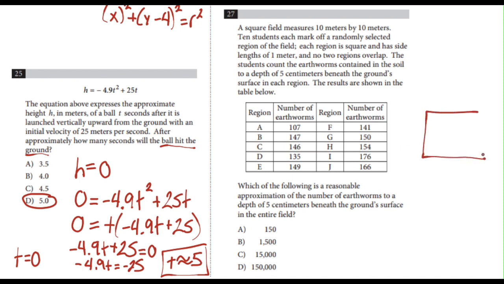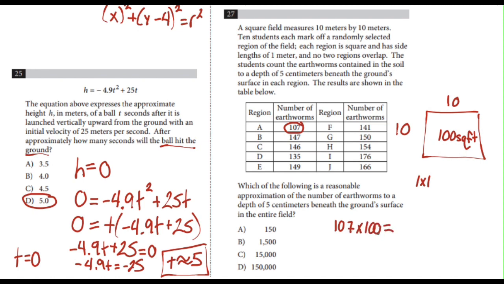So what I want to point out first is that this field is 10 meters by 10 meters. That means that there is going to be 100 square meters within this entire space. Each of these regions, A, B, C, D, are all 1 by 1 spaces, and there's going to be 100 of them in total. This represents only 10 out of the 100 regions. So if we just take one of them, and we know that there's going to be 100 of them, we'll multiply any of these by 100.